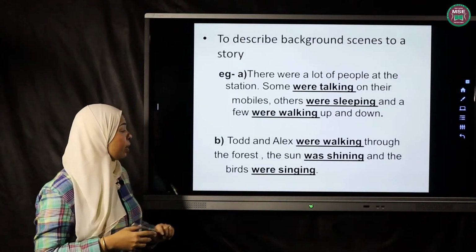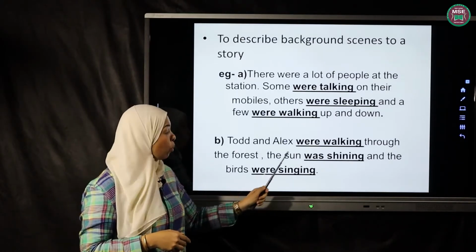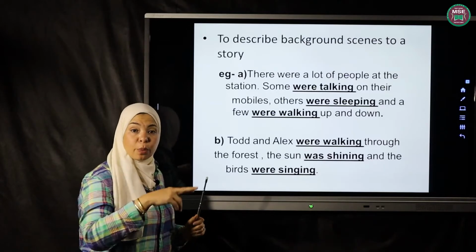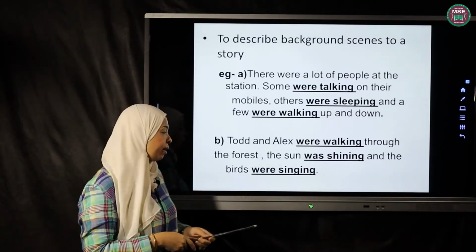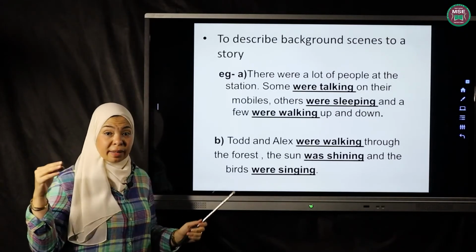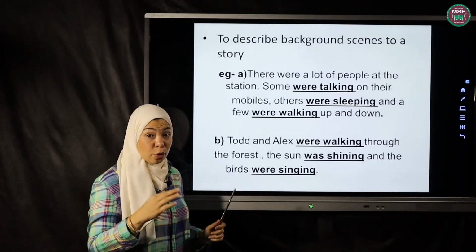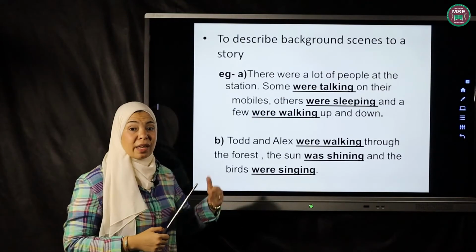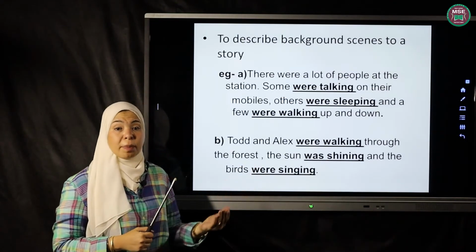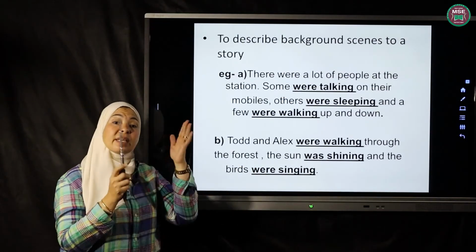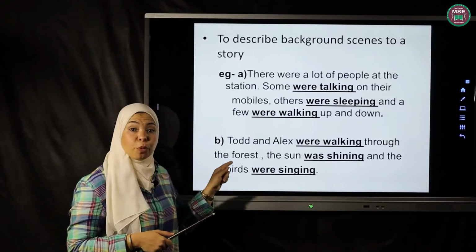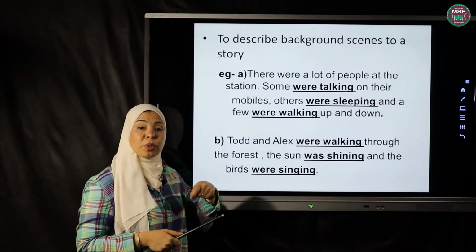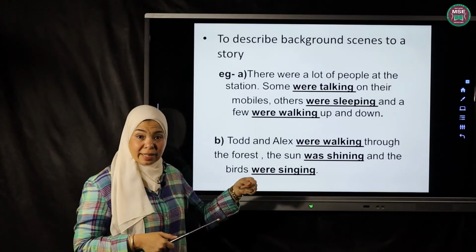Okay? Another example. Todd and Alex were walking through the forest. They were walking. I'm describing the scene now. The sun was shining and the birds were singing. This is the scene for the story. I didn't go through the events right now. Once I start the events, I should use the past simple. While describing the scene or the background of the scene, I should use the past continuous. This is very important and you should use it while doing your writing skills.